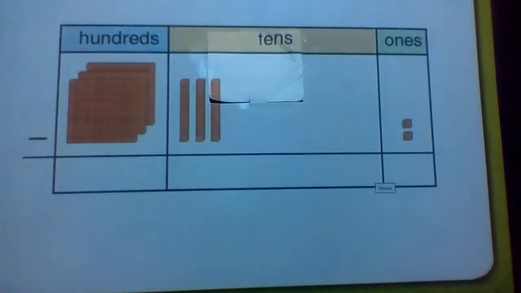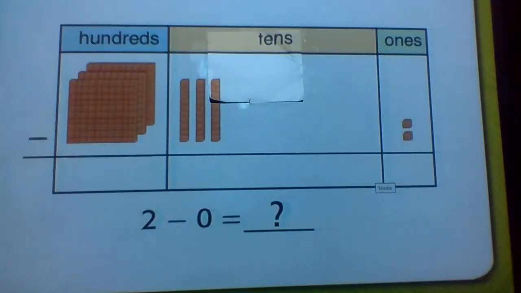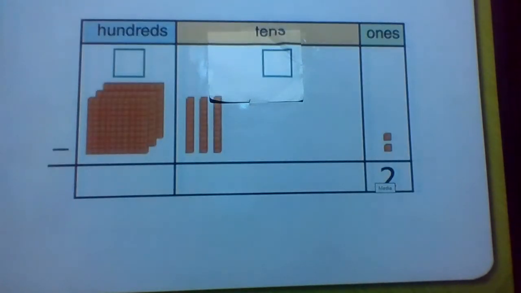First, let's look at the numbers in the ones column. How many ones are there in 332? 2. How many ones are we going to take away when we subtract 150? That's right, 0. Tell me what 2 minus 0 equals. If you said 2, you're correct.